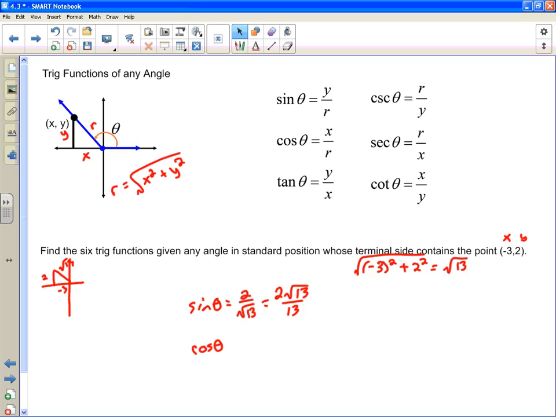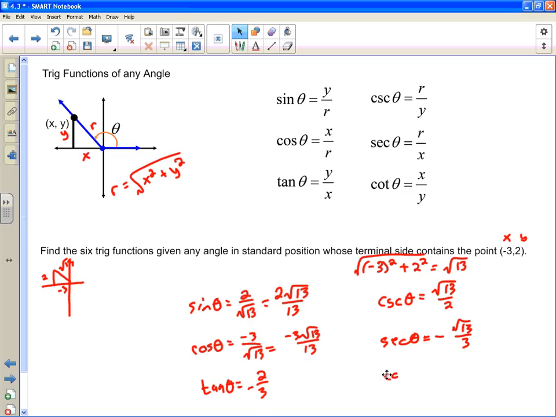So cosine is x over r, which is -3 over the square root of 13, equals -3 square roots of 13 over 13. Tangent is y over x, which is 2 over -3, which is just -2/3. Cosecant is square root of 13 over 2. Secant is negative square root of 13 over 3. And cotangent is -3/2.